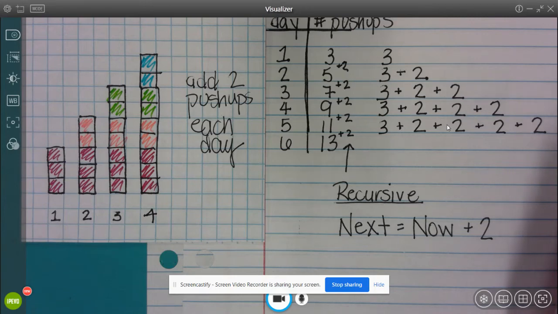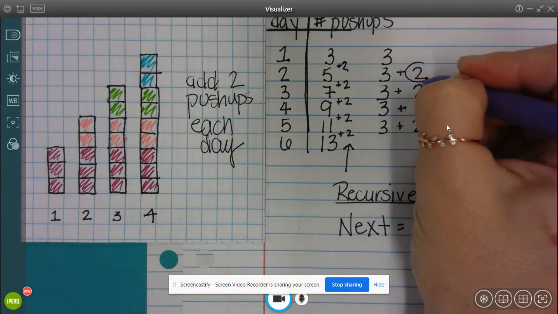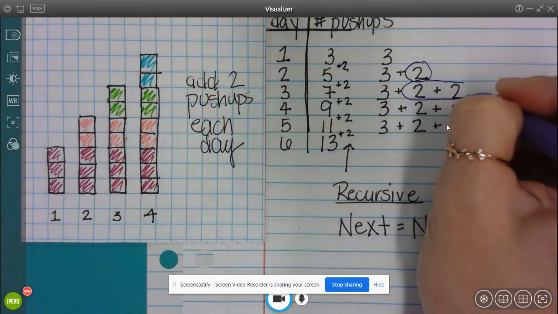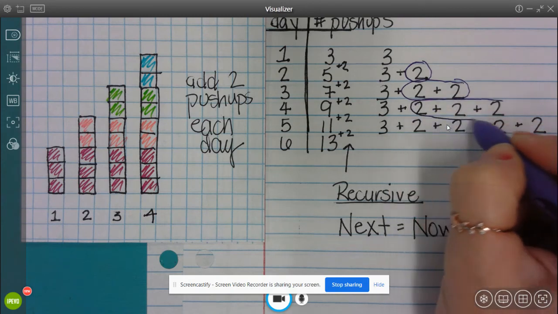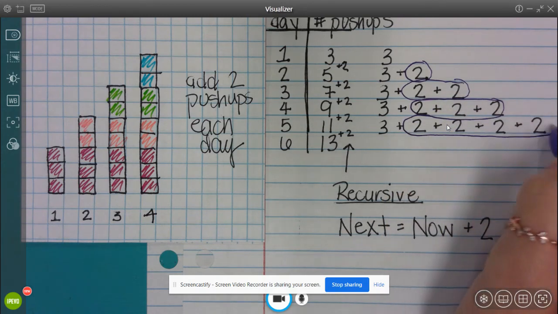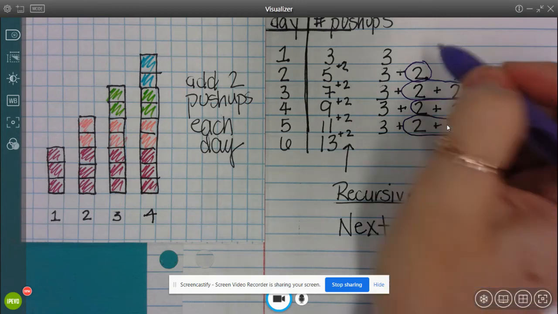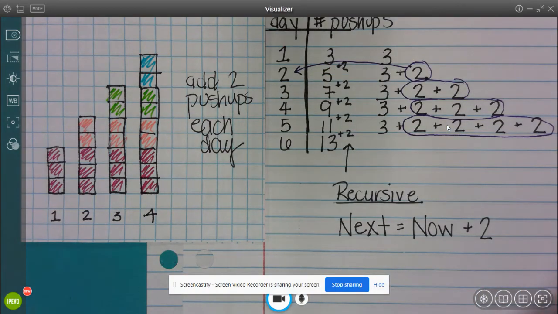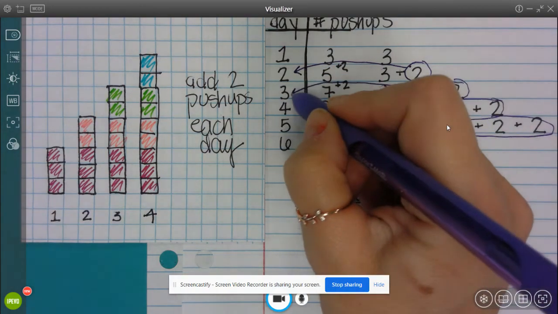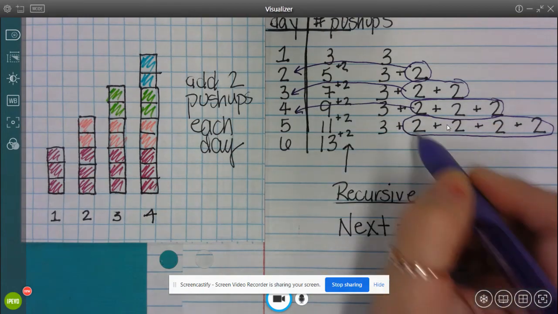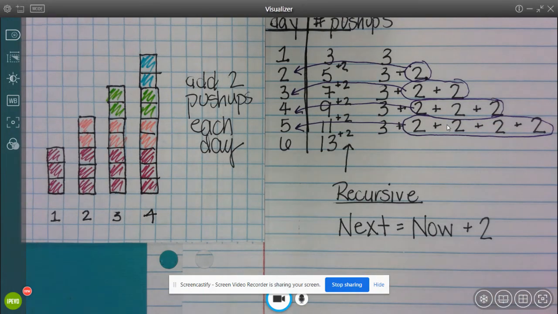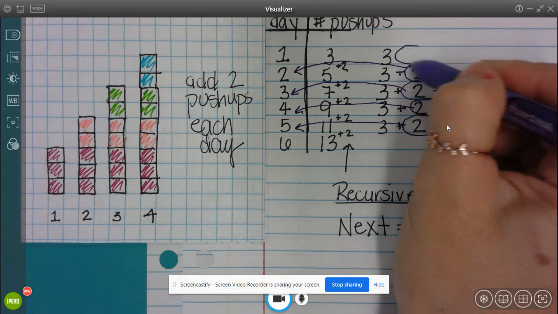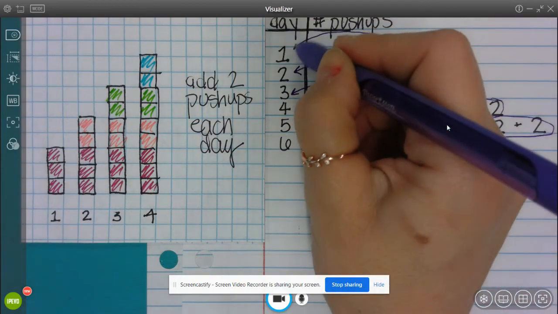So the question I need to ask myself is, how can I relate the number of +2 push-ups that I have at each step to the step number itself? So how does this 1 plus 2 relate to that 2 there? How does 2 relate to 3? How does 3 relate to 4? And how does 4 relate to 5? And here I have no +2's. How does that relate to 1?